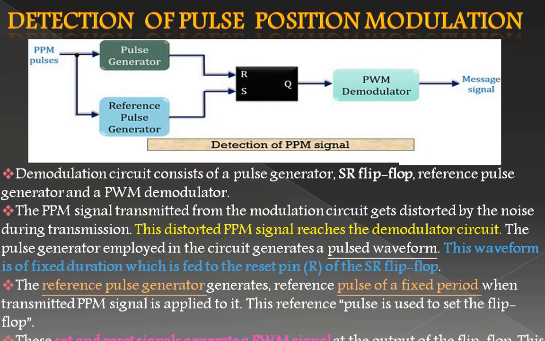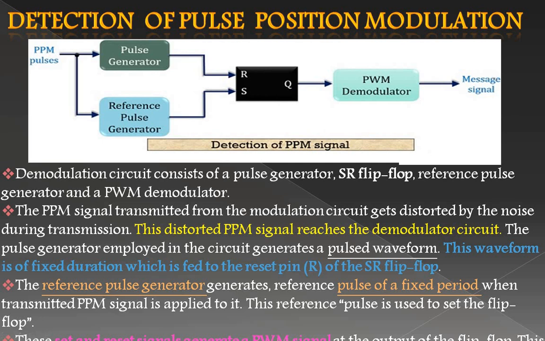Okay, now we are seeing the detection or the demodulation of your pulse position modulation. For generating your original message signal, you have to go for this. What you have in this is a pulse generator. As we already said, there should be synchronization between your transmitter as well as the receiver. That's the reason we are using this. So the detection of the pulse position modulation consists of a pulse generator and a reference pulse generator. They both are fed to an SR flip-flop. Then that is given to the PWM demodulator, from where you will get your original message signal.